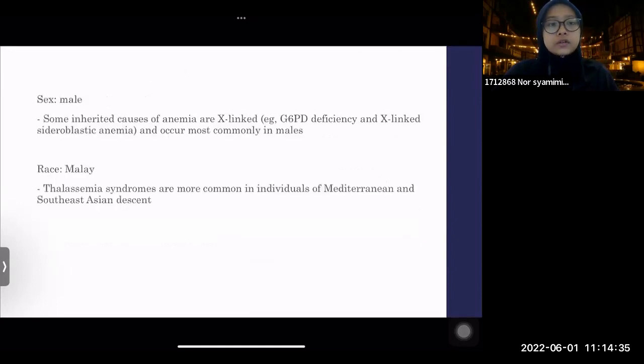Other important points in the trigger: one is that the patient is male. Some inherited causes are X-linked, for example, G6PD deficiency and also X-linked sideroblastic anemia. And another point is that the patient is Malay. Thalassemia is common in the Mediterranean and also Southeast Asian descent.